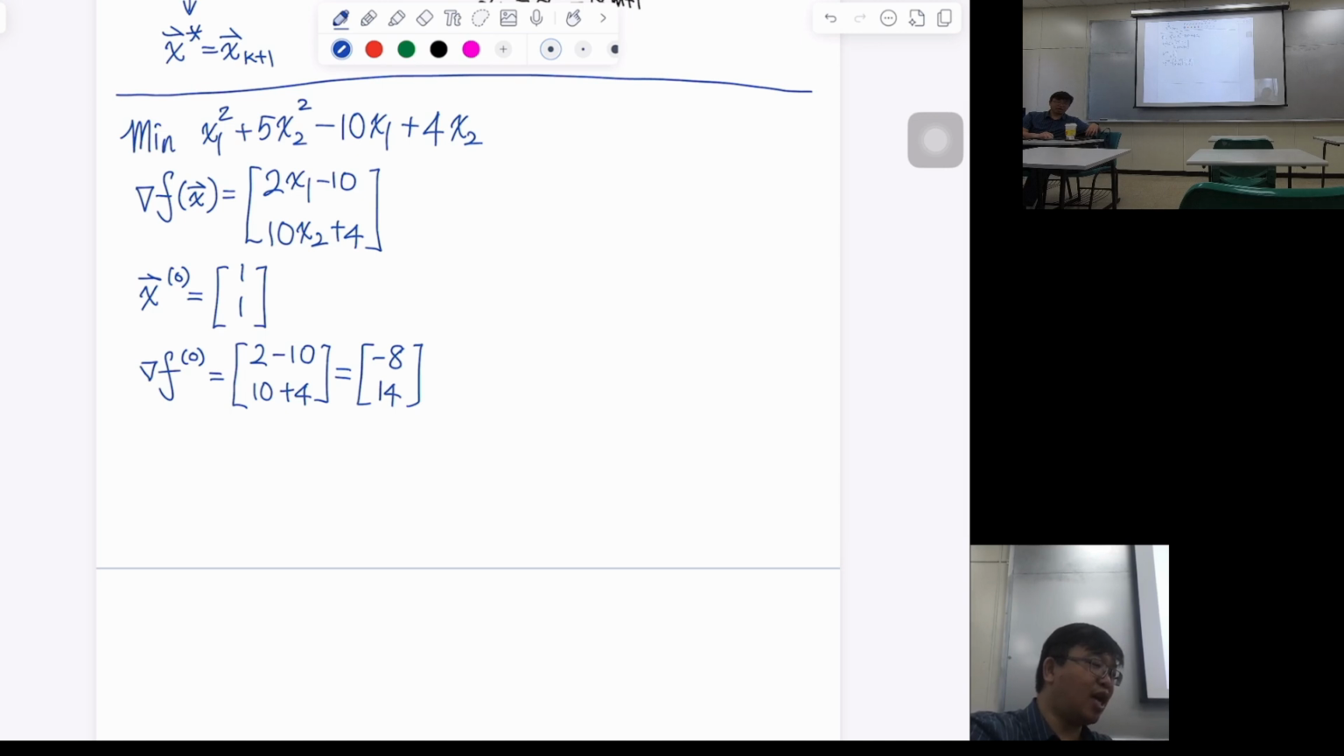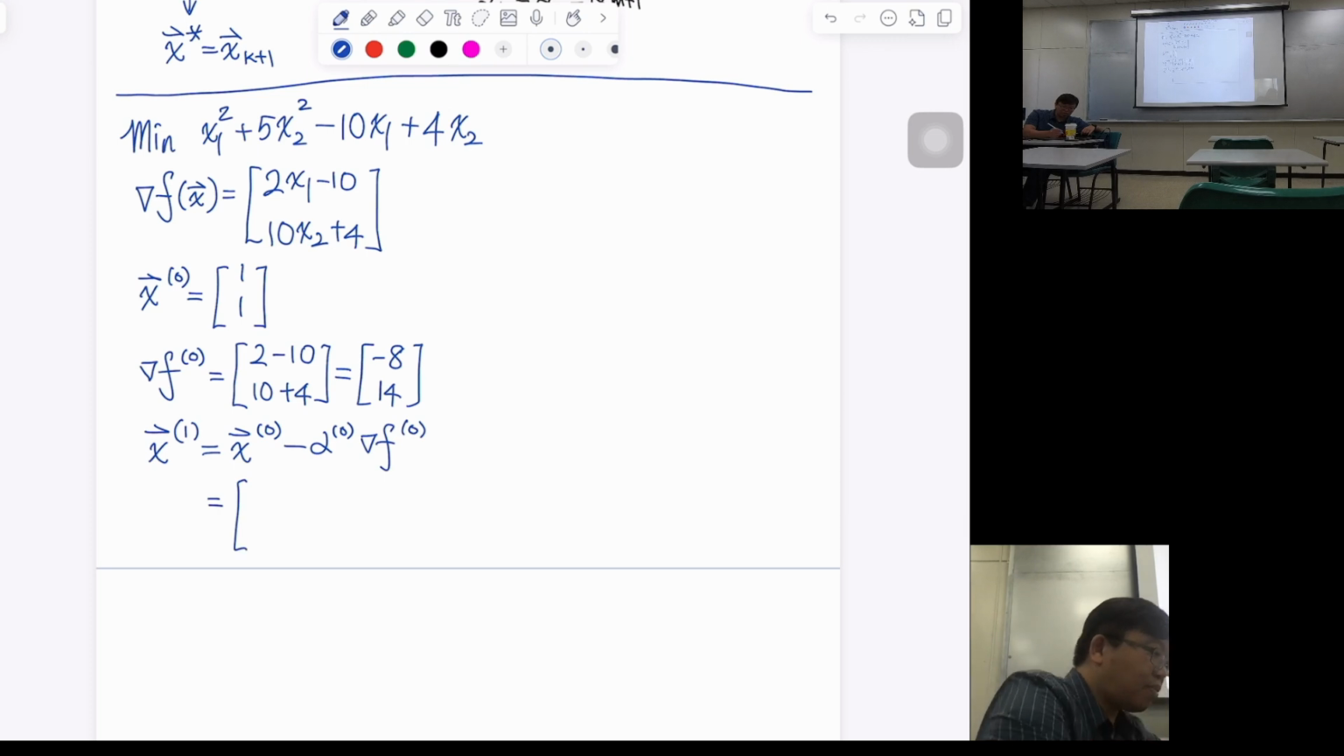Now, I can formulate the steepest descent equation. So x of 1 equals x of 0 minus alpha 0 times gradient f of x 0. So this is going to be x0 is 1 and 1 minus alpha 0, and there's a negative 8. So change sign here, times 14. Okay.